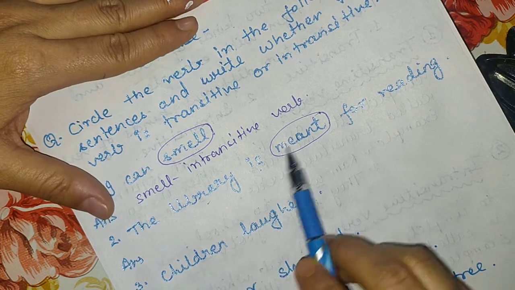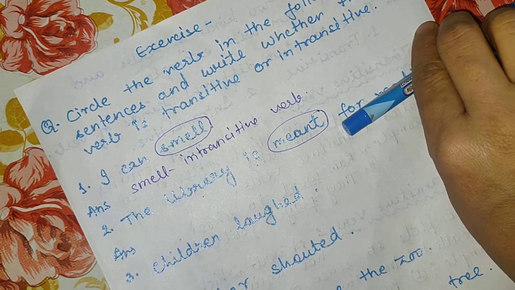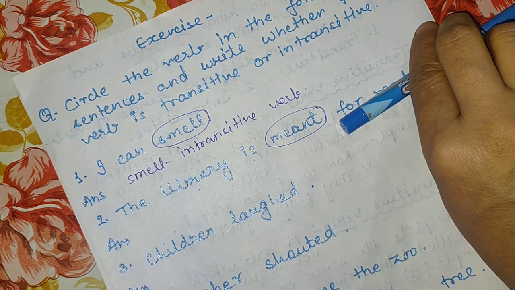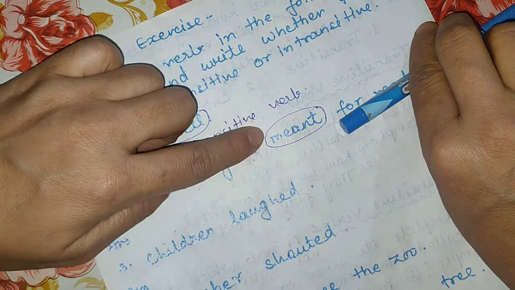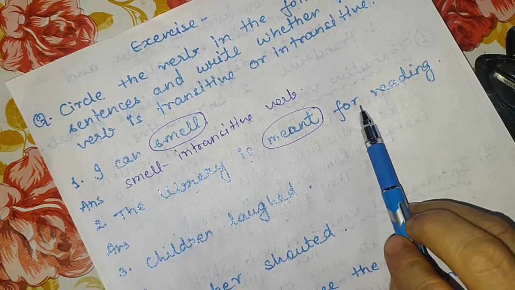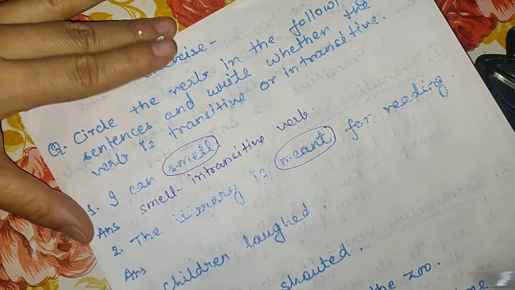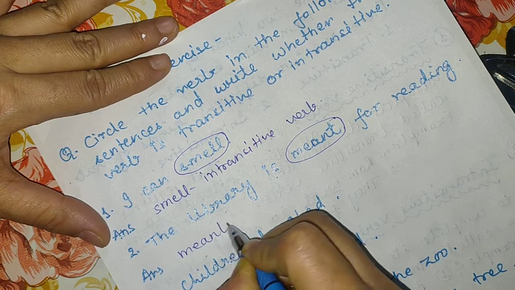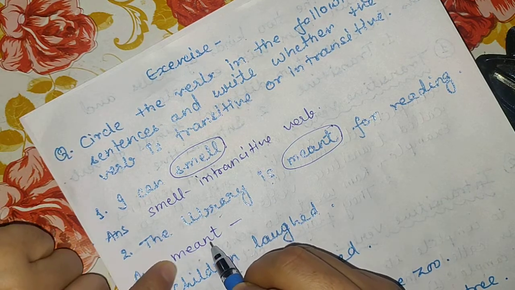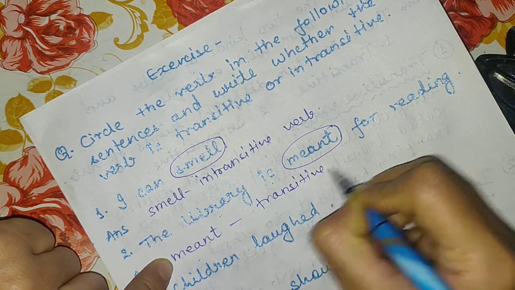The library is meant. If I just say library is meant, for what purpose it is meant? So the question is arising what? So when in the sentence the question arises what, for what, then it means that the verb is not complete. It needs an object to complete its meaning. So then I added an object, for reading. So it means that meant is your verb which is an incomplete form and it needs an object. So the verb which needs an object is a transitive verb.